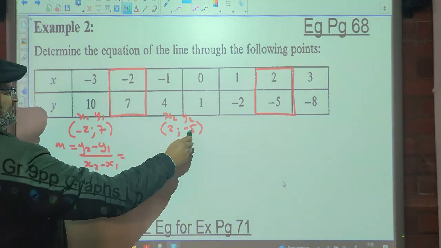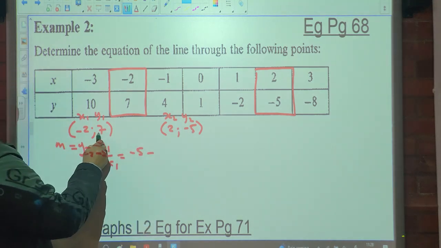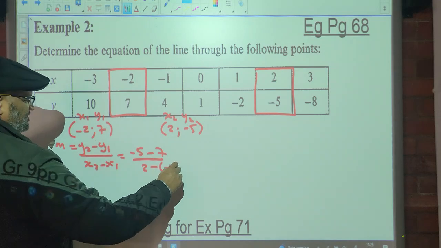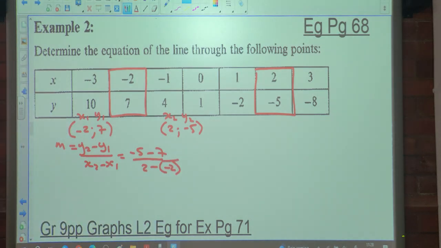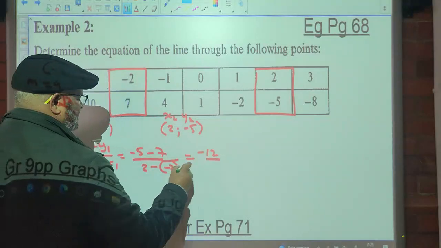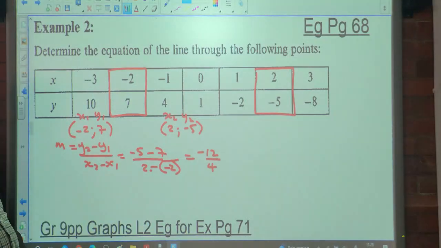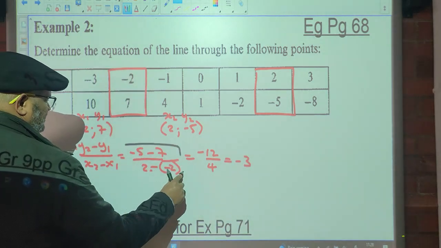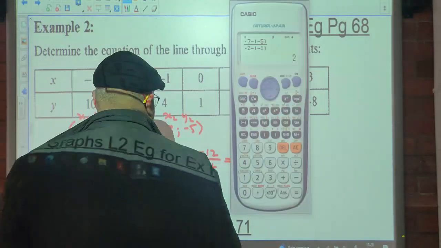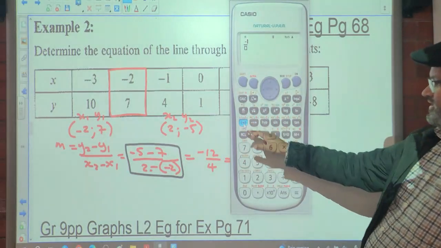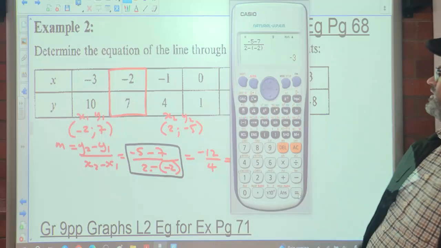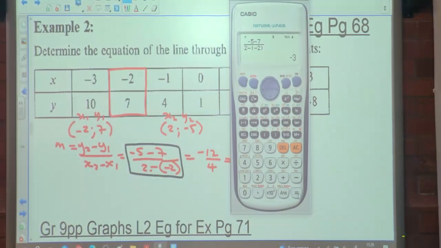What's the value of y2? So it's negative 5 minus 7 over 2 minus negative 2. Okay. Which gives you negative 12 over 4. Which is negative 3. Again, people, if you can't work with integers, punch that in your calculator. You'll see you should get the same answer. It's a foolproof method, no? Any fool should get it right. Okay, you guys are not fools.